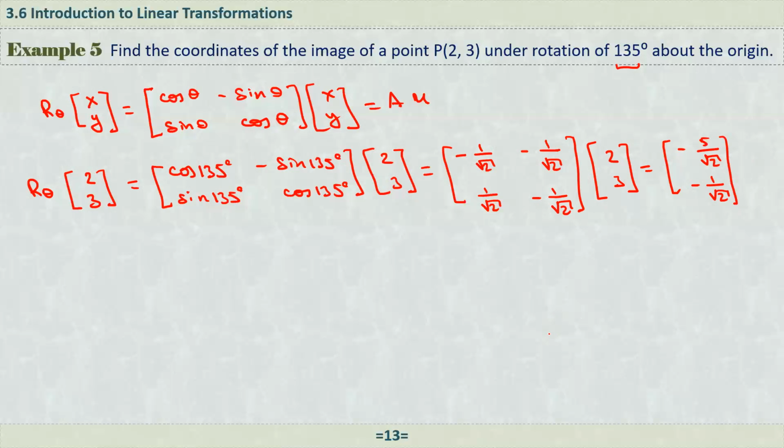So that means that if you're given this point, let's say this vector P, whose coordinates are 2 and 3, and we rotate this 135 degrees in the anti-clockwise direction, this one is 135. So the coordinates of this point as image, let's say it's P prime, will be minus 5 over square root of 2 and minus 1 over square root of 2. Okay.